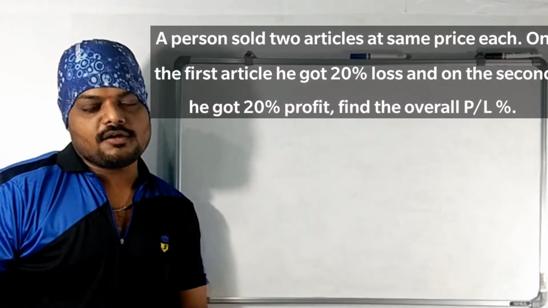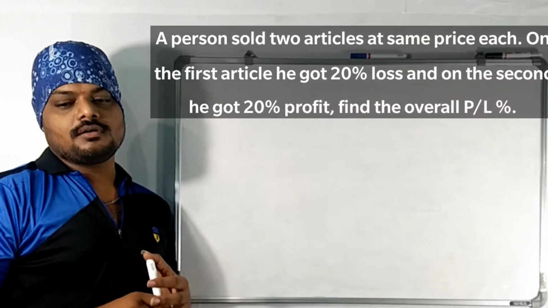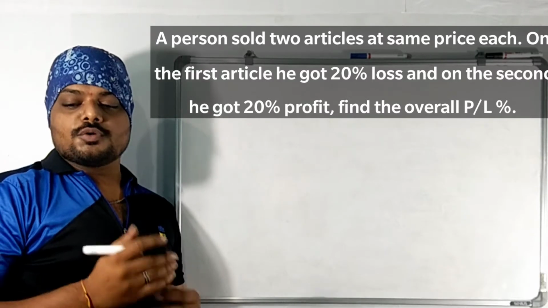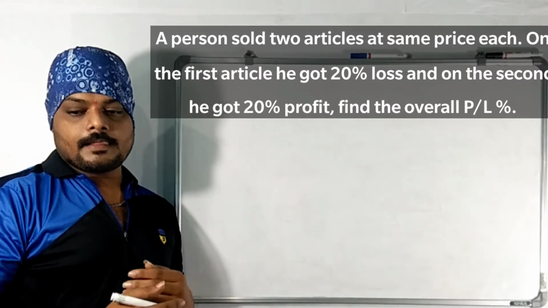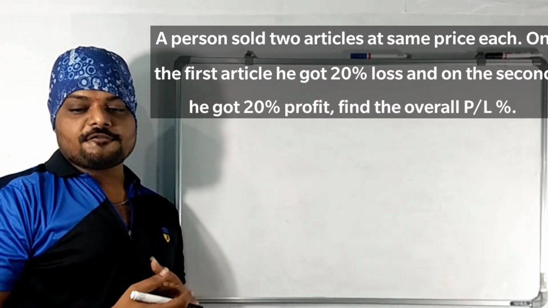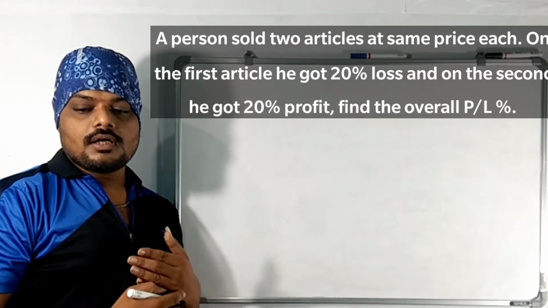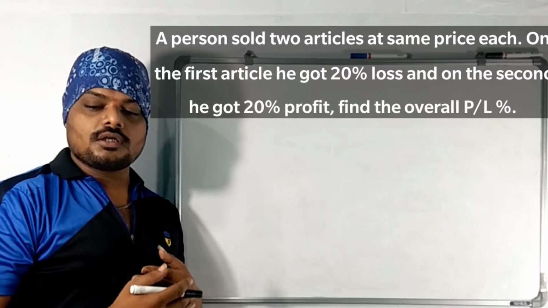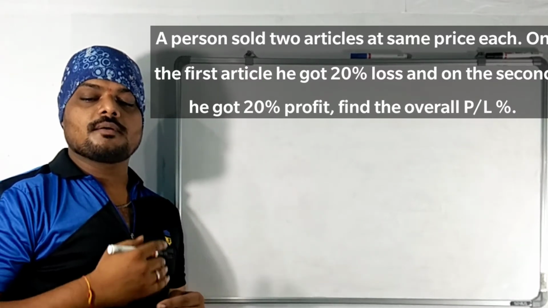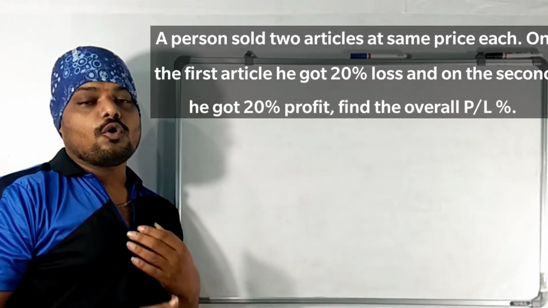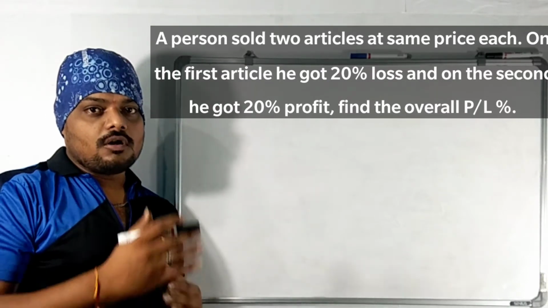So here is our second question. Today's second question: a person sold 2 articles at the same price each. On the first article he got 20% loss, and on the second article he got 20% profit. Find the overall profit or loss percentage.